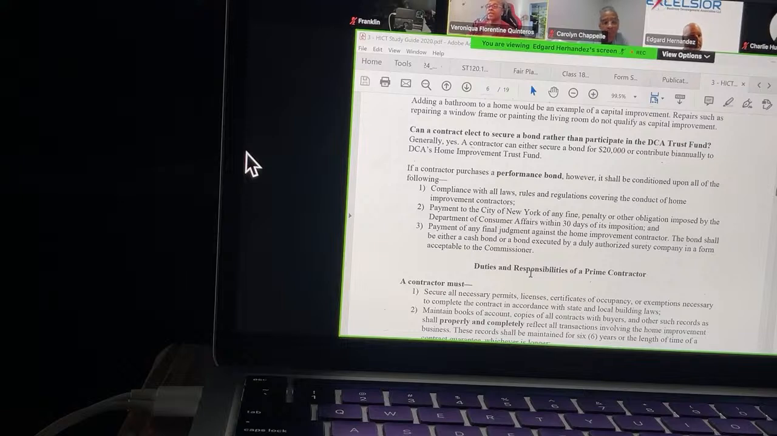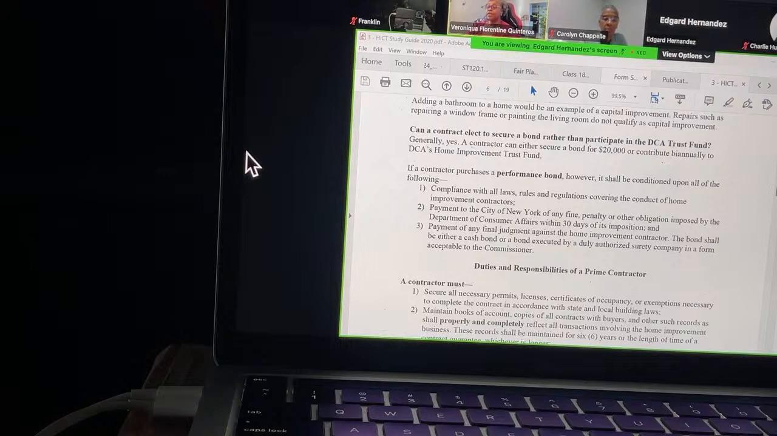Can a contractor elect to secure a bond rather than participate in the DCA trust fund? Generally, yes. A contractor can either secure a bond of $20,000 or contribute biannually to DCA's Home Improvement Trust Fund. If a contractor purchases a performance bond, however, it shall be conditioned upon all of the following: 1, compliance with all laws, rules, and regulations covering the conduct of home improvement contractors.